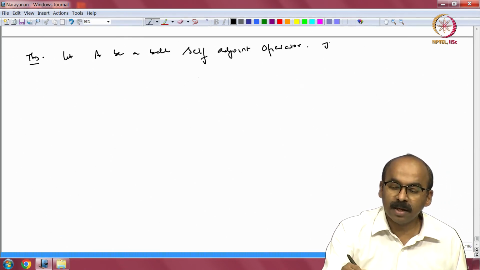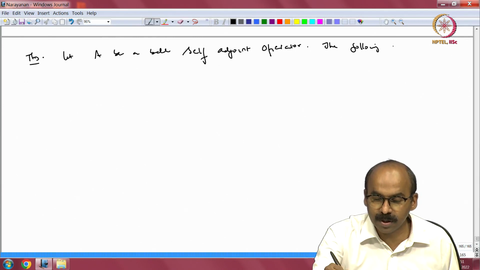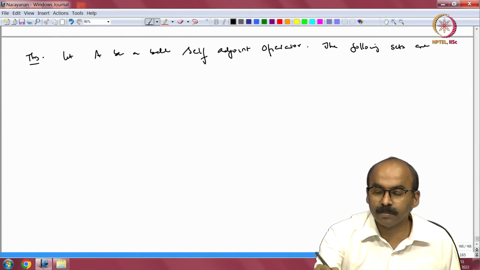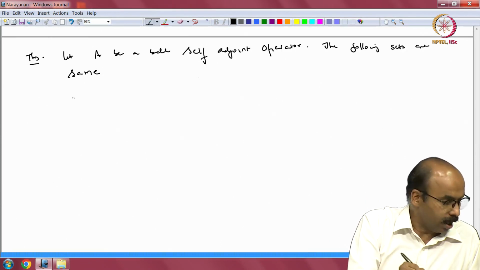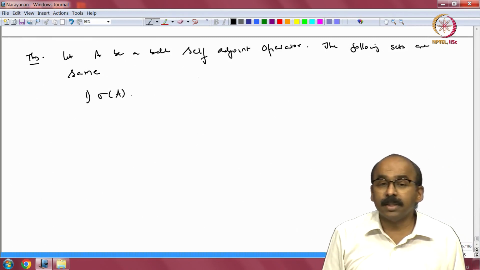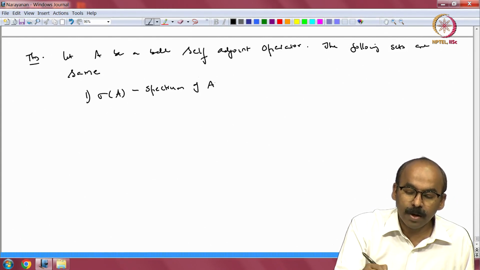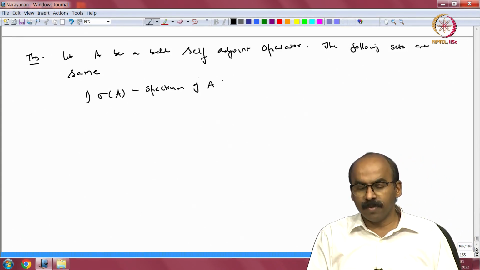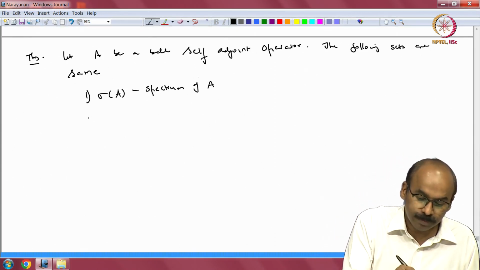The following sets are the same. So, this is going to be a description of the spectrum of A in various terms. One: sigma of A. So, that is the usual spectrum of A, right, all those lambda such that A minus lambda inverse is not bounded, or the inverse does not exist.